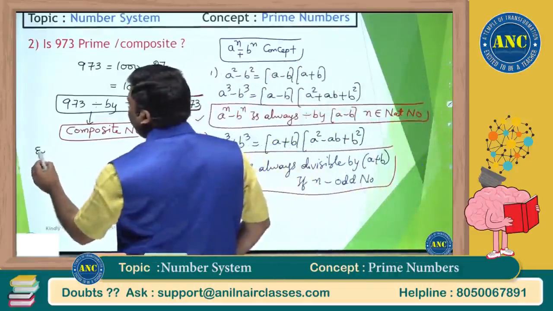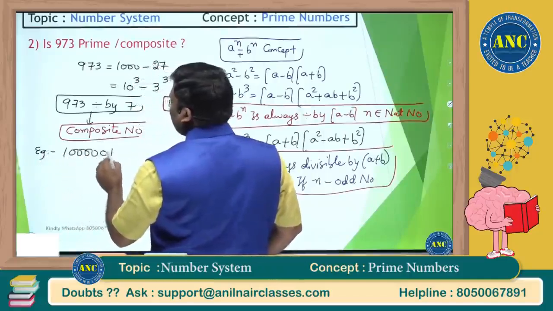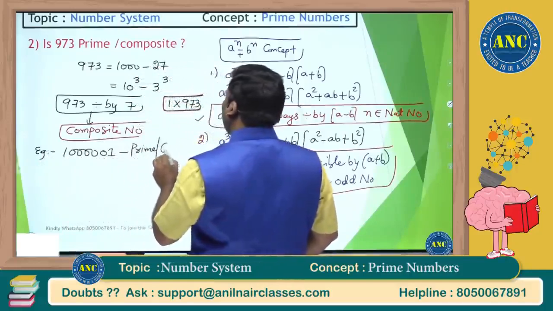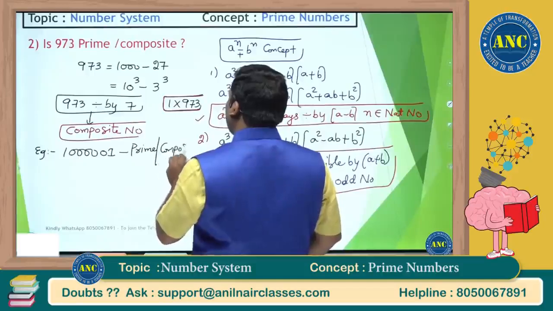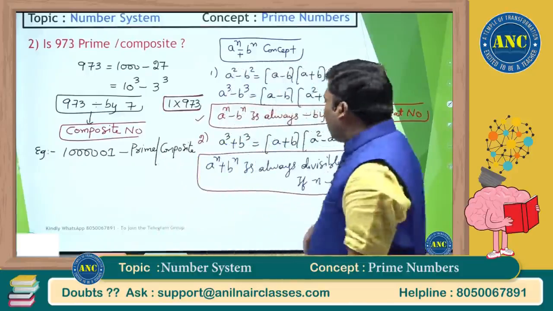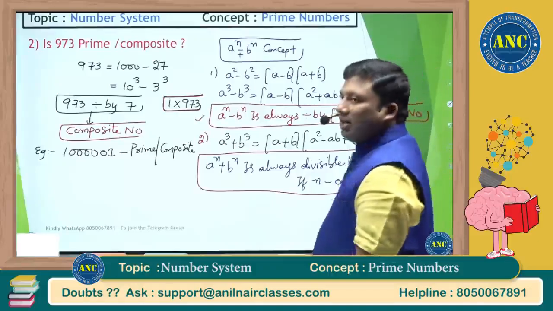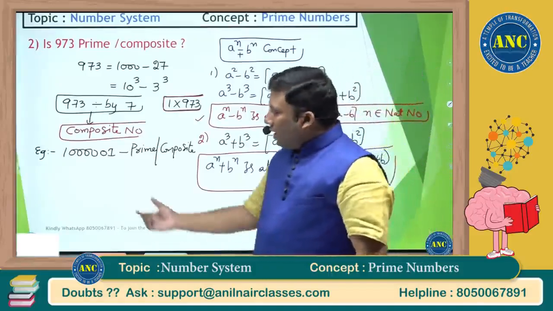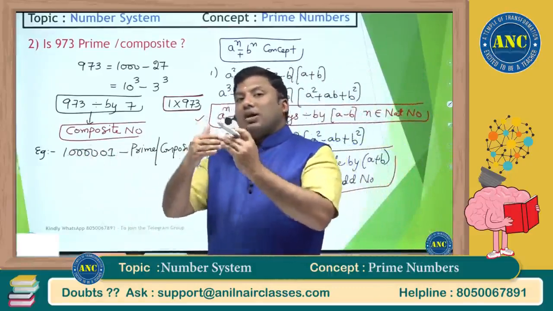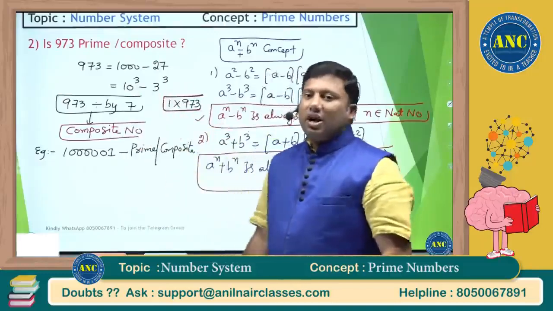Another example. 1 followed by 5 zeros ending with 1. Prime or composite? Check whether this number is a prime or composite number. Now see, again this number is an odd number. So first you check whether the number is odd or even. If it is an even number beyond 2, then definitely it is composite.